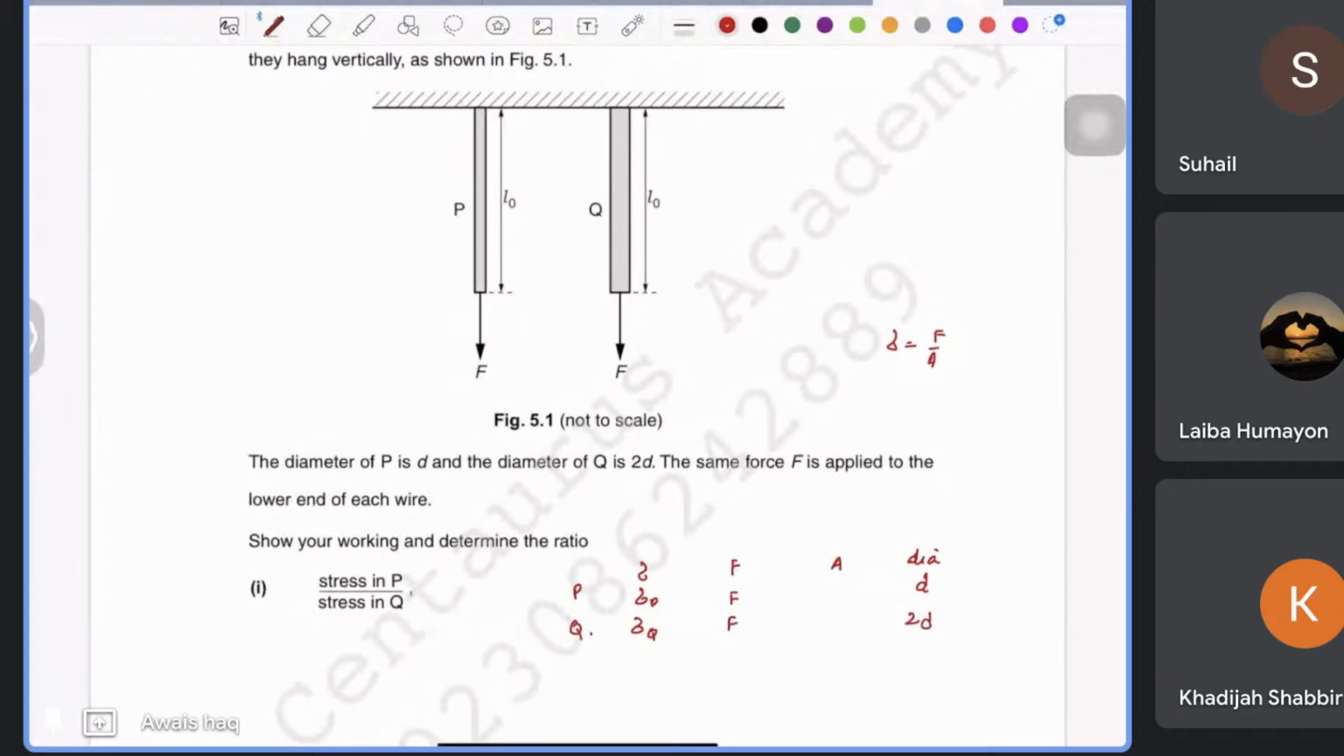So the area you guys need to remember is pi by 4 D square, which basically means that area is proportional to D square. If something has area A, then for a diameter of twice its size, it will have an area of 4A, because 2D square would mean 4 times the whole thing. Is it clear? Yes, people. You guys understand this? Any questions?